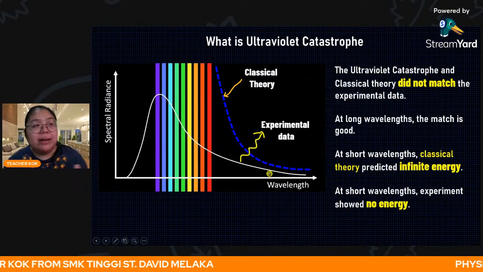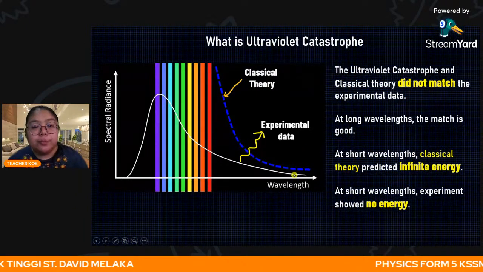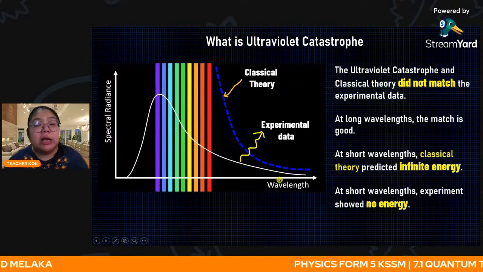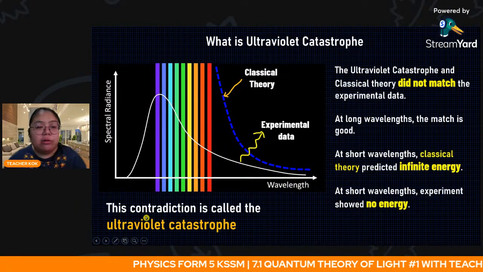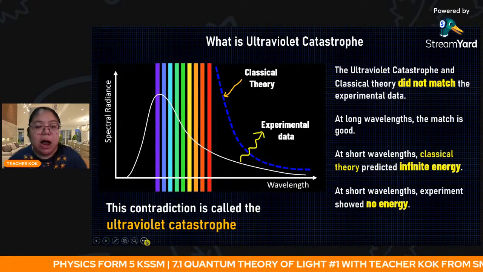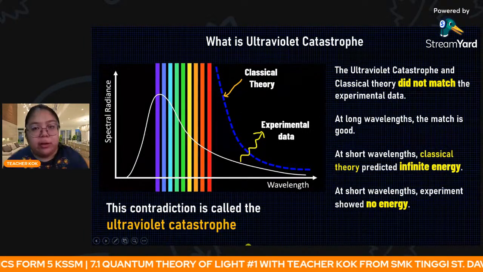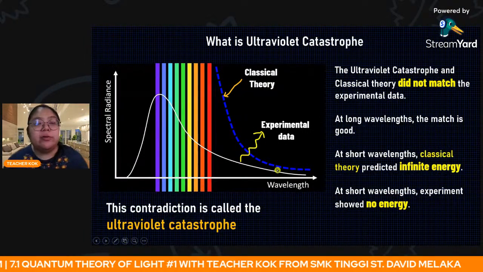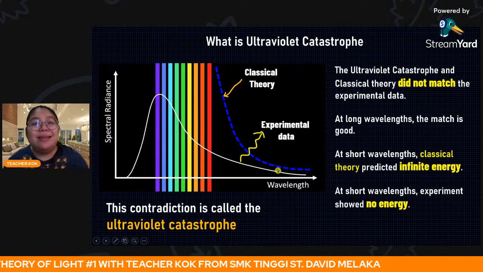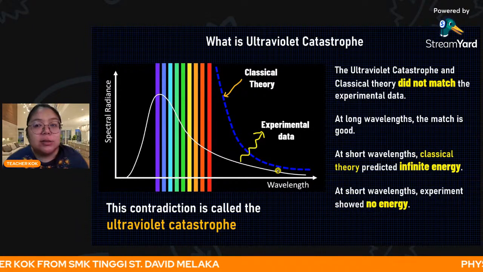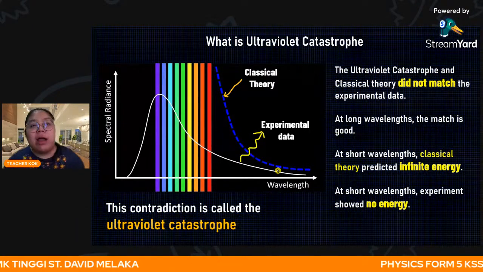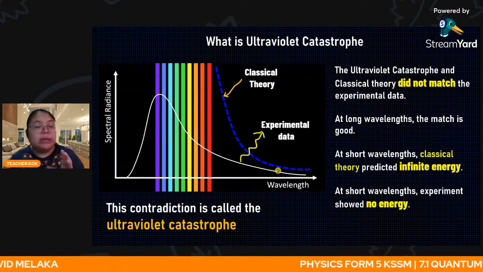Okay, the right-hand side is okay because both are the same, they keep increasing. So from here, the conclusion, this contradiction, we call it the ultraviolet catastrophe. The ultraviolet catastrophe only happens at the left-hand side, when they go to the highest part. So this one we call the ultraviolet catastrophe, just the name.